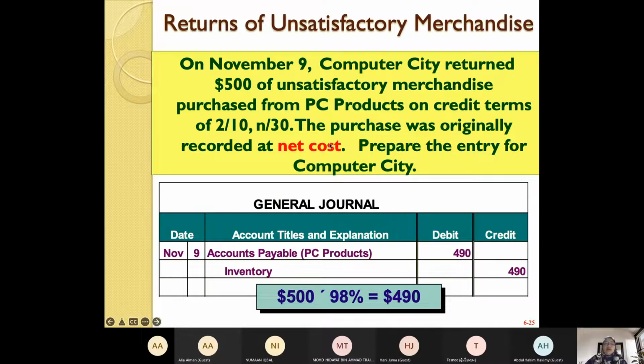So if you record at cost, it means you're going to debit your accounts payable 500 and credit your inventory 500. Why here is 490? Because they are using the net cost. We do not use net cost, we use gross. So we are going to record at gross, debit accounts payable 500 and credit inventory 500. Why do you debit accounts payable? Because your accounts payable reduces when you return the goods to the supplier, and inventory is also credited because inventory reduces because you return the goods to the supplier.